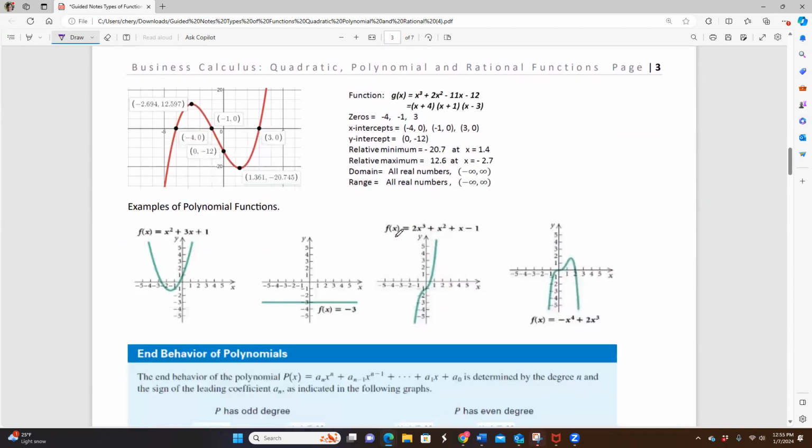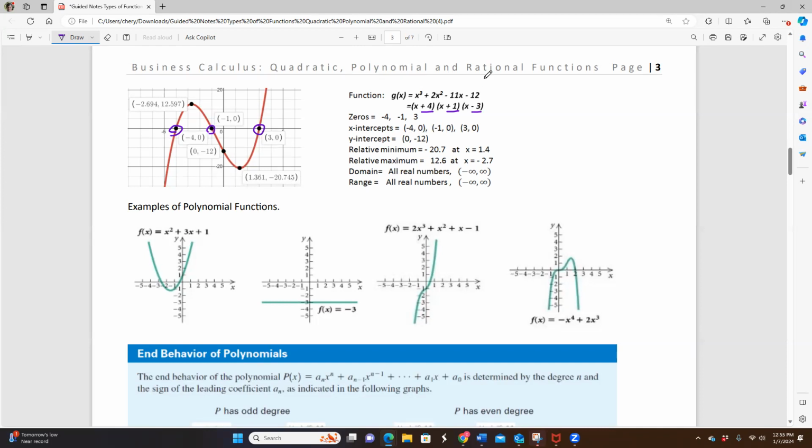If we look at our next graph, we have a cubic function that looks kind of like a curvy N here. And we've identified all the points here. This is the function g of x equals x cubed plus 2x squared minus 11x minus 12. If you were to factor this, it would factor to x plus 4 times x plus 1 times x minus 3. That yields the zeros of -4, -1, and 3. So those are our x-intercepts here.